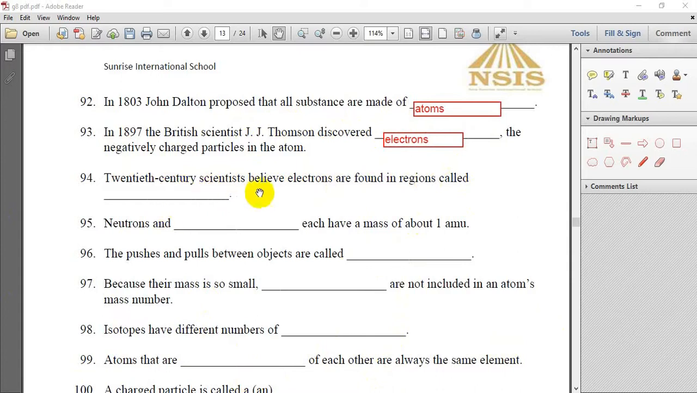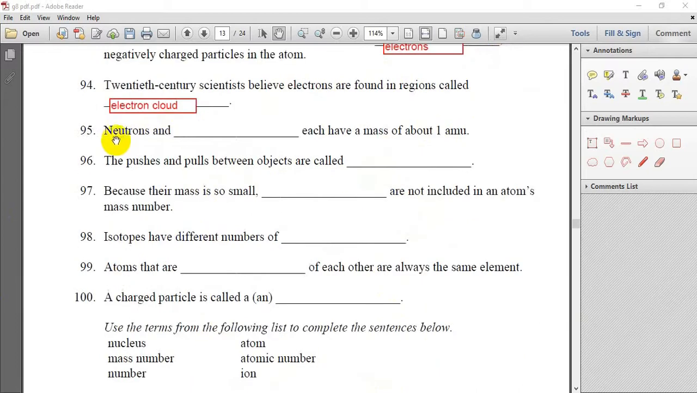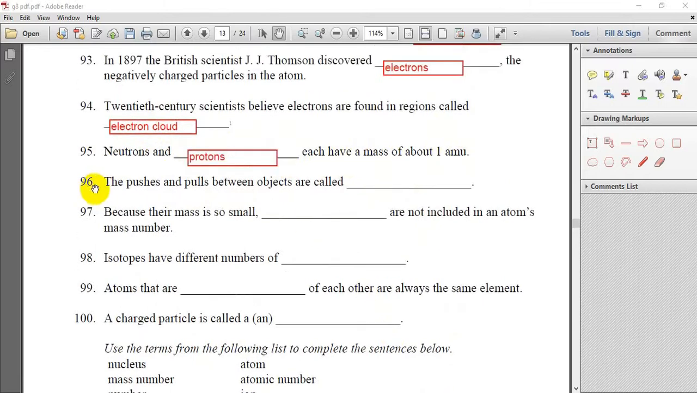Nowadays, in the 20th century, the scientists believe that electrons are found in a region called the electron cloud. Question 95: neutrons and what? Each have a mass of about 1 amu. Neutrons and the protons. Question 96: the pushes and pulls between objects.